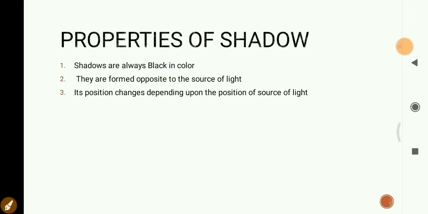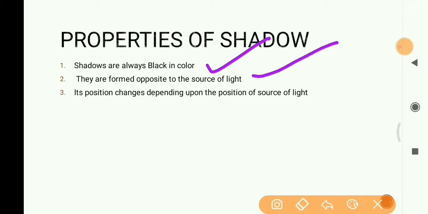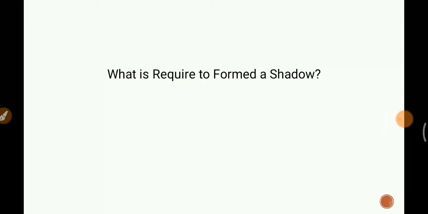Properties of shadow. What are the properties of shadow? Shadows are always black in color. It is not other colors, it is always black. They are formed opposite to the source of light. Their position changes depending upon the position of the source of light. When you change the position of your opaque object, the position of the shadow also changes, because it depends upon the position of the source of light. Now tell me, what is required to form a shadow? Write it in the comment box.